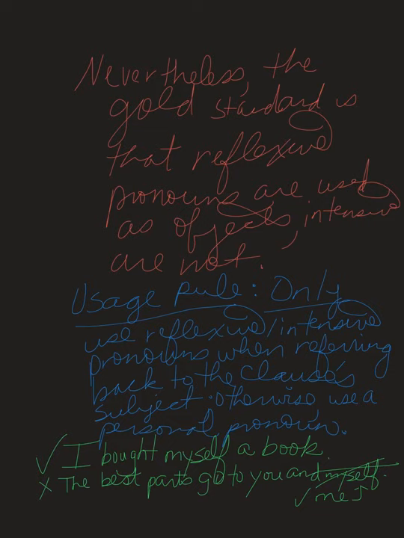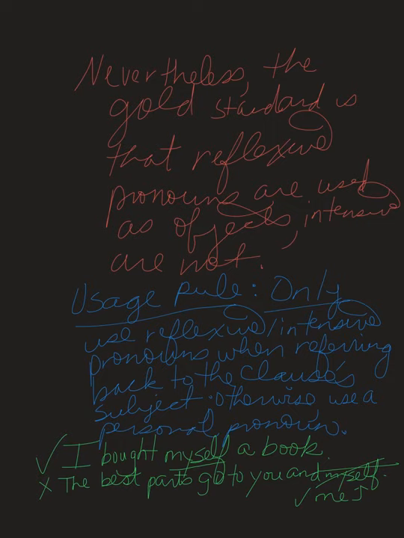Here are examples of what I'm talking about. I bought myself a book. Okay, here we correctly use the reflexive pronoun instead of using a personal pronoun. We correctly use the reflexive pronoun myself because myself is referring back to the subject of this clause, I. I is the subject. I bought myself, a correctly used reflexive pronoun, a book. Myself there is your IO, by the way.